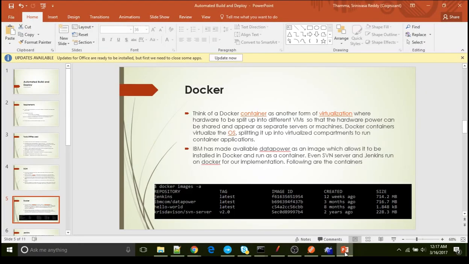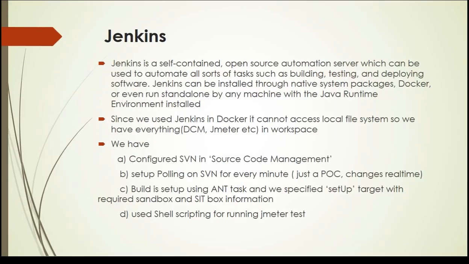Okay, that's about Docker. Let's see Jenkins. So Jenkins is an open source automation server, where we can automate all sorts of tasks such as building, testing, and deploying software. It can be installed in two formats. One is standalone, and the other one is Docker. What we have used here is Docker, as I told you earlier.